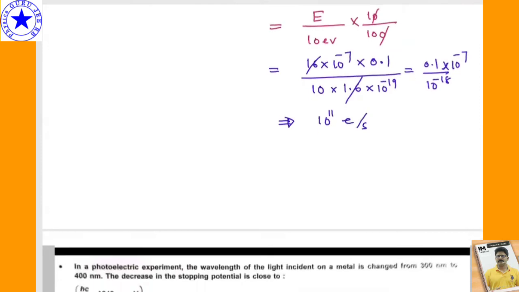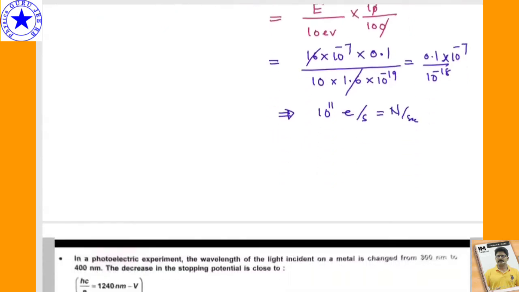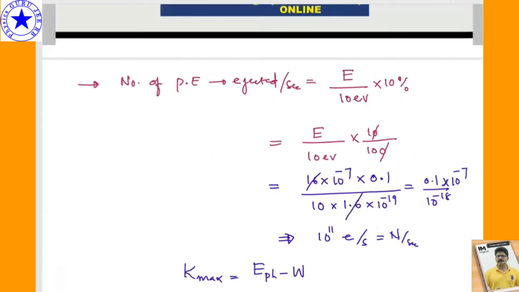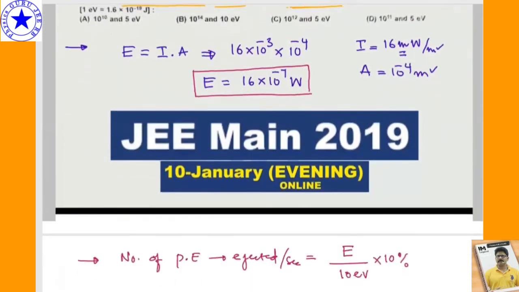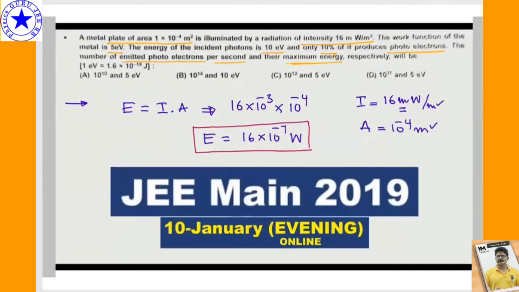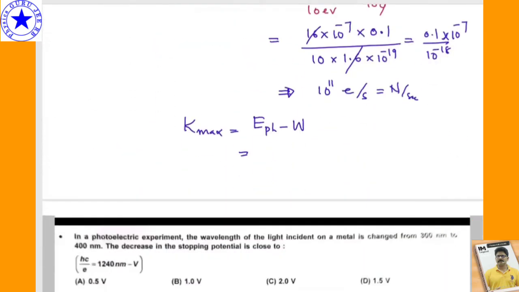Now we have got the number of photoelectrons ejected per second. Next we require K max. From the photoelectric equation, K max equals energy of photon minus work function. The energy of the photon is given as 10 electron volts, minus the work function, 5 electron volts. Simply substituting, 10 minus 5, we get 5 electron volts.